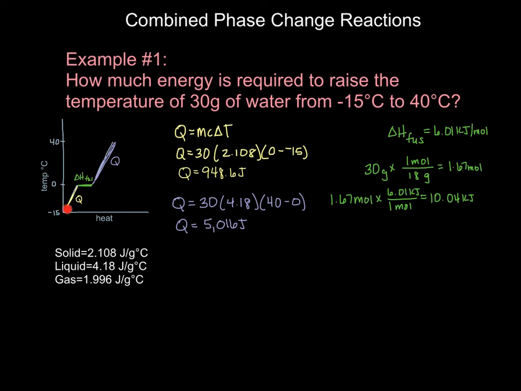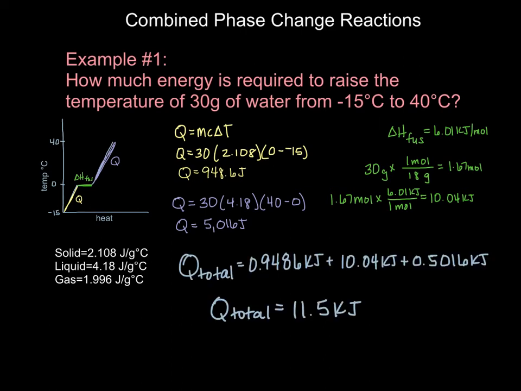So our very last step is to add up the energy calculated from all three of our pieces to find the total amount of energy required to raise the temperature of 30 grams of water from negative 15 degrees Celsius to 40 degrees Celsius. But before we can do that, there's one final step. If you notice, our Q values are in joules, while our delta H fusion, our molar heat of fusion value, is in kilojoules. So we have to convert them either all to joules or all to kilojoules before we can add them up. And I recommend converting them all to kilojoules, as that will make your numbers a bit more manageable and a bit smaller.